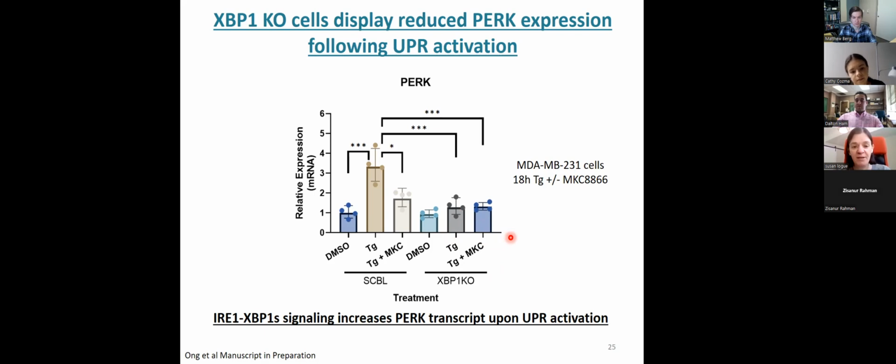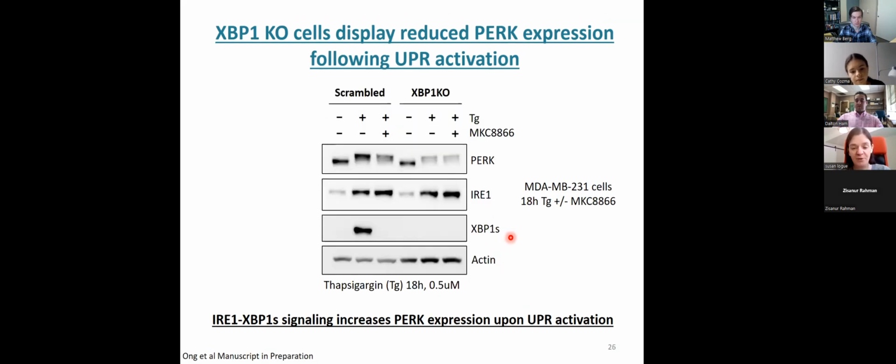In addition to looking at transcript, we also looked at protein levels. And as we had seen before, when we treat our scrambled controls with thapsigargin, we see an upshift and an induction in PERK protein. Combined with IRE1 inhibitor, we see a reduction in PERK.